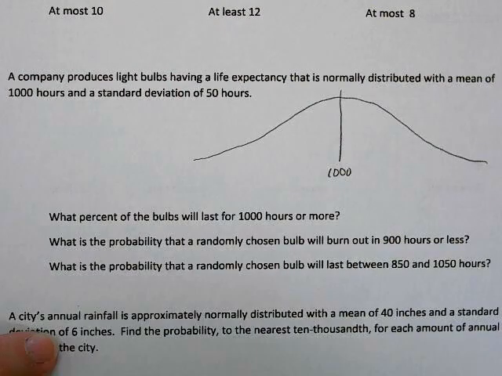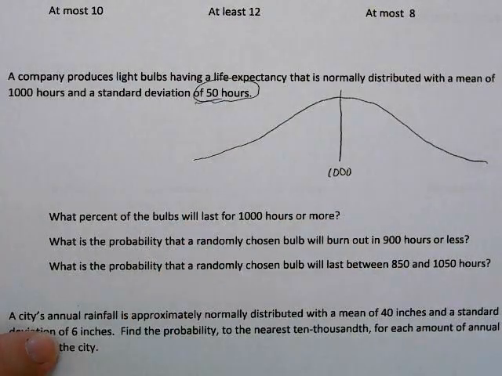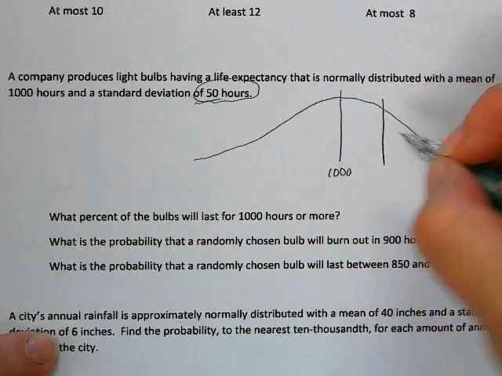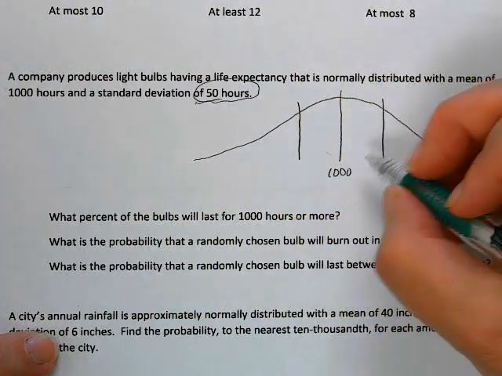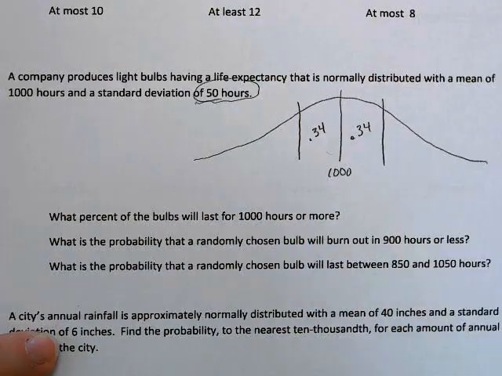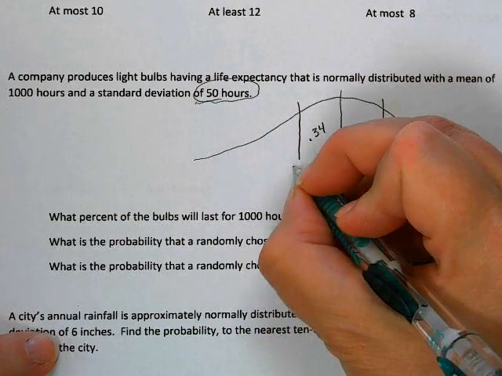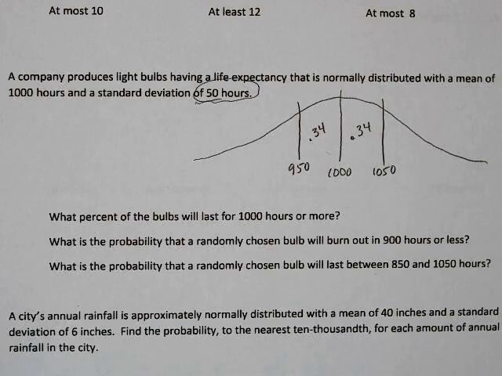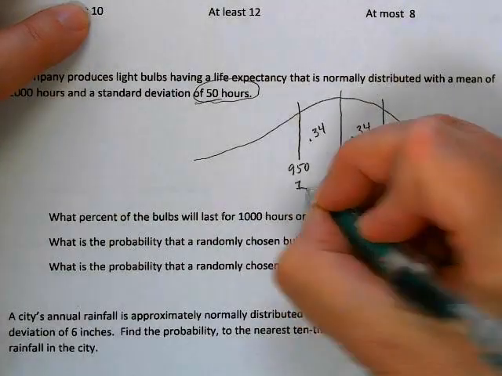It says that one standard deviation this time was calculated for us, and it is 50 hours. So I'm going to go one standard deviation away on each side, and one standard deviation is 68%, so I have 0.34 here and 0.34 here. This would be 1,050, and this would be 950, because that's 50 units away from 1,000. All right, so this is one standard deviation away.